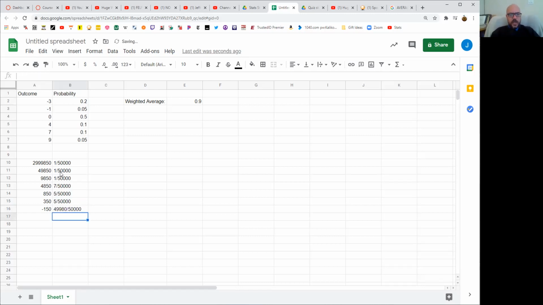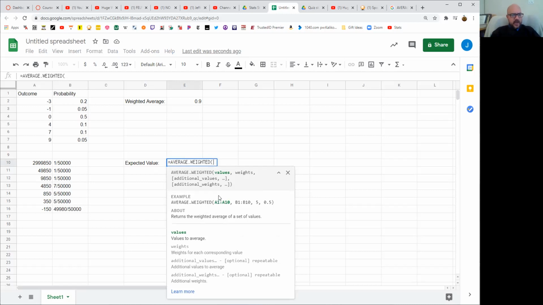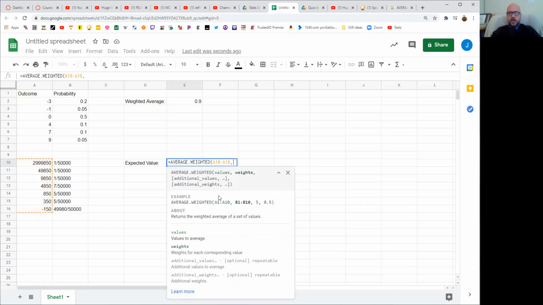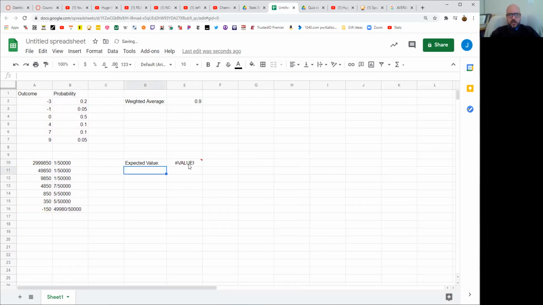All right, let's see if it recognizes these as numbers. So we're going to get weighted average. Expected value. So this is going to be equals average dot weighted, this guy right here, of A10 through A16, comma, B10 through B16. Nope, it does not understand that. Yeah, so it thinks that 1 out of 50,000 is text.